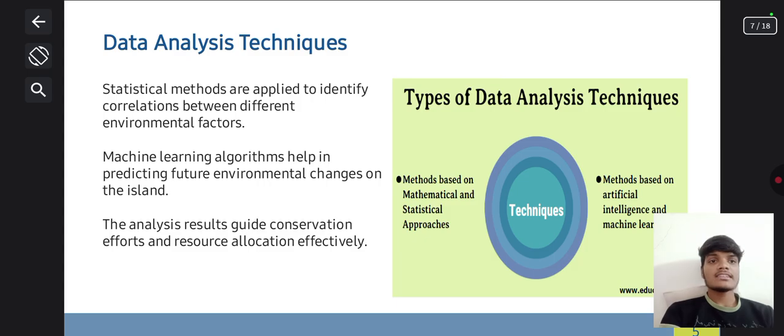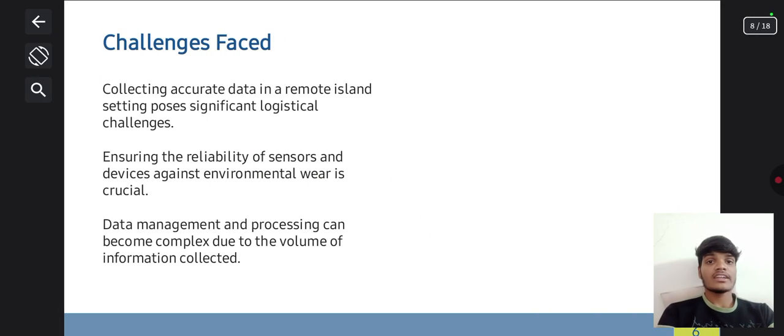Types of data analysis techniques: methods based on mathematical and statistical approaches, and methods based on artificial intelligence and machine learning. These are the total data analysis techniques used in the project. Machine learning algorithms help in predicting the future environmental changes on the Iceland, and statistical methods are applied to identify the correlations between different environmental factors. These analysis results guide the conservation efforts.